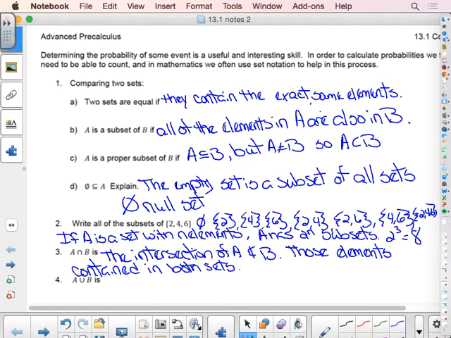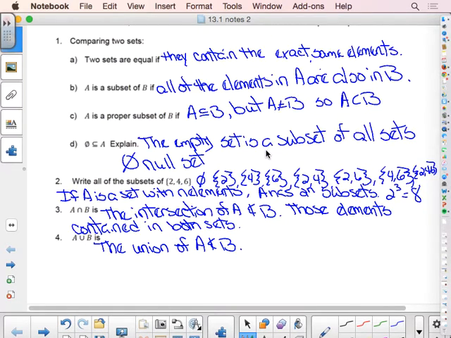Number 4 is the union. So A joined with B, the union of A and B. And that's a combination of all of the elements in both sets.